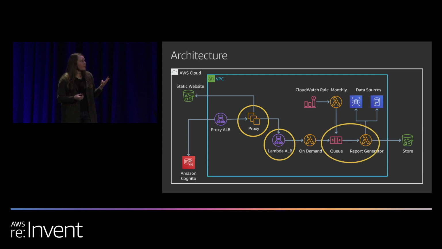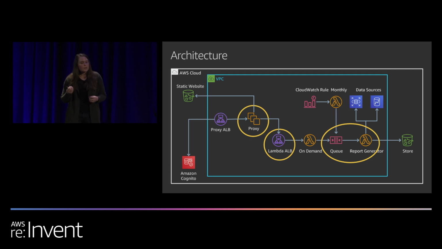So now that we've talked about the three architectural changes, let's talk about this queue report generating pattern. Pardon? What is Lambda ALB? It's an application load balancer. Yeah. OK, so this queue Lambda pattern.